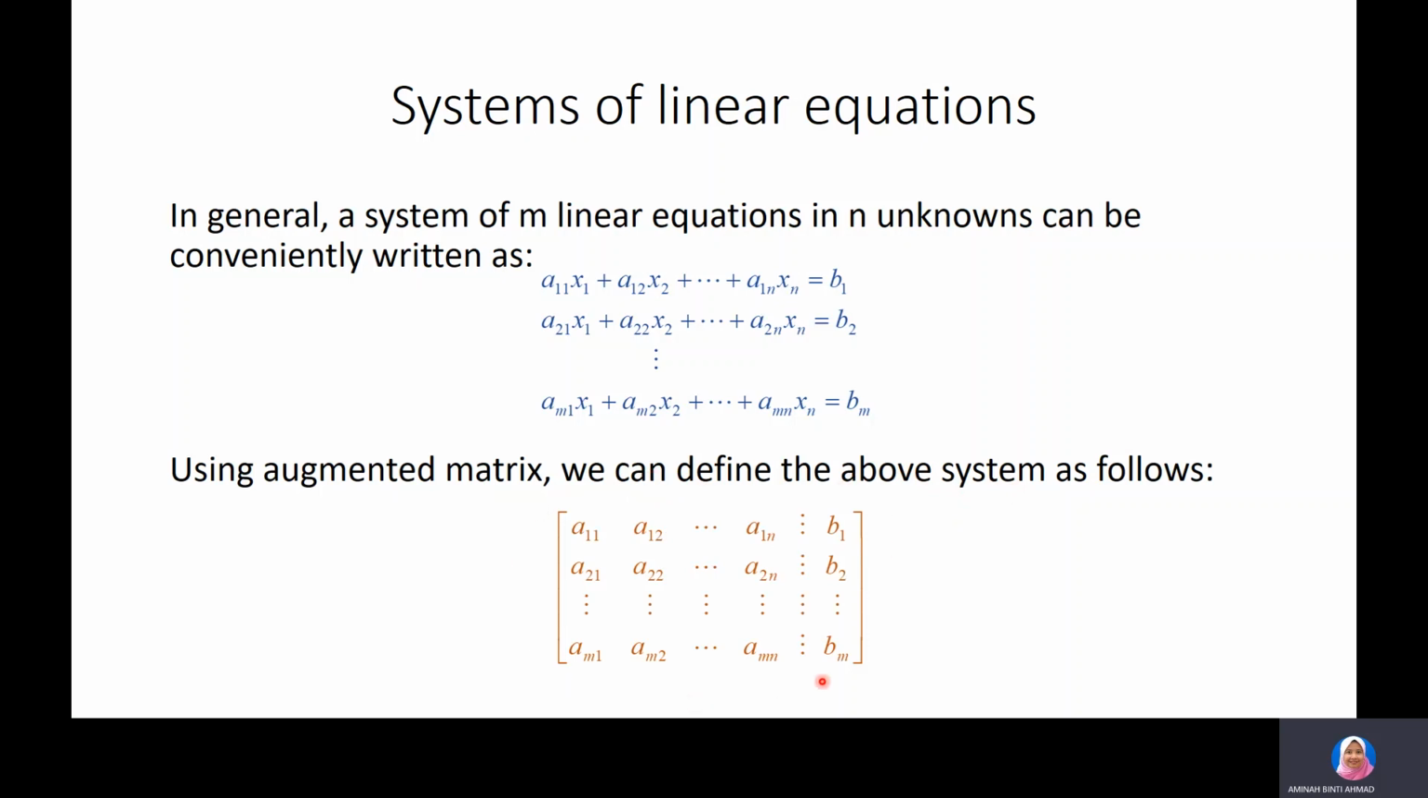Okay, so we can write the system of linear equations into an augmented matrix, where this column refers to the first variable, which is x1. This column refers to the second variable, which is x2, and so on until the n-th column, which is variable xn.